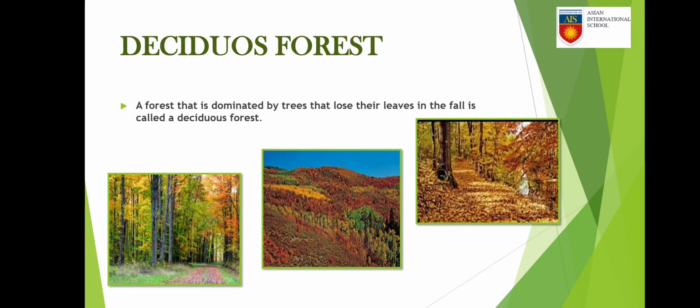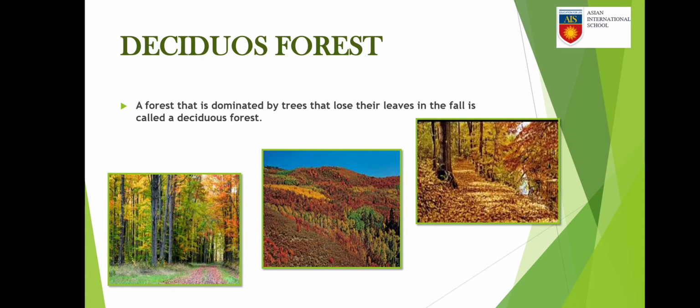Deciduous forest. A forest that is dominated by trees that lose their leaves in the fall is called deciduous forest. The deciduous forest covers the largest part of our country. The trees found in this region are tall with broad trunks. They usually have branching trunks and roots to hold them firmly to the ground.